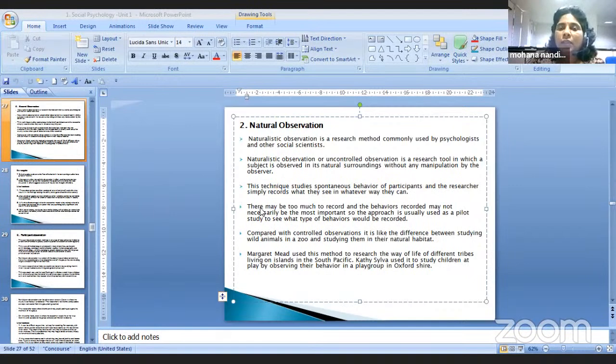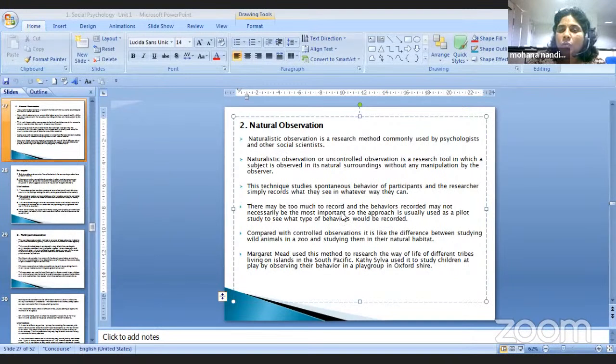Actually, even this technique is used to study the spontaneous behavior of a participant, and the researcher simply records whatever they want to see, in whatever way they can. Suppose here we can see the person's skills, the way he's playing, the way he's behaving with others, the way he's responding to the game, the way he's showing interest in the game. These are the things we can observe in natural observation.